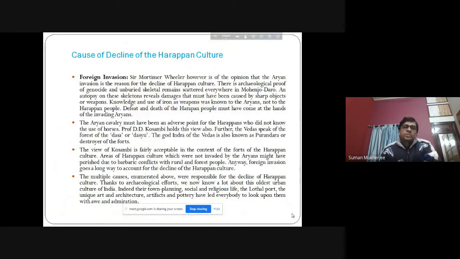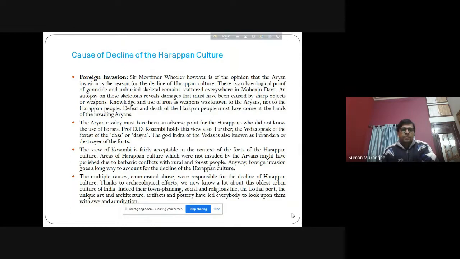And the last point to be discussed is that the Harappan civilization declined due to the Aryan invasion. Actually, I have earlier mentioned that some historians thought that Aryan invasion was a major cause. Sir Mortimer Wheeler is of the opinion that Aryan invasion is the reason for the decline of the Harappan culture. And there is archaeological proof of genocide, and unburied skeletal remains scattered everywhere in Mohenjo-daro. An autopsy of these skeletons reveals damage that must have been caused by sharp objects or weapons. And knowledge and use of iron as weapons was known to the Aryans and not to the Harappan people. And defeat and death of the Harappan people must have come at the hands of the invading Aryans.